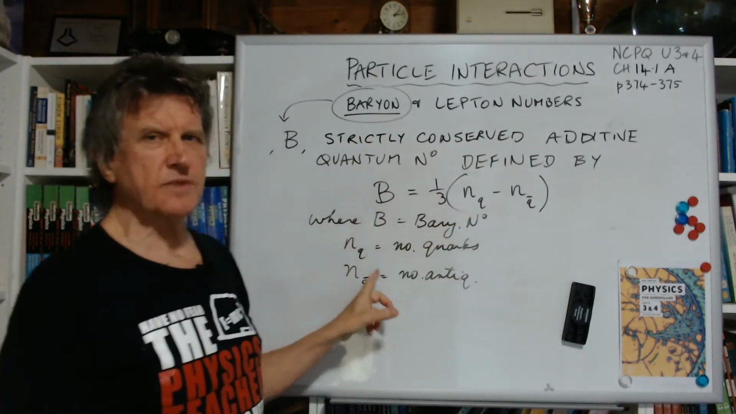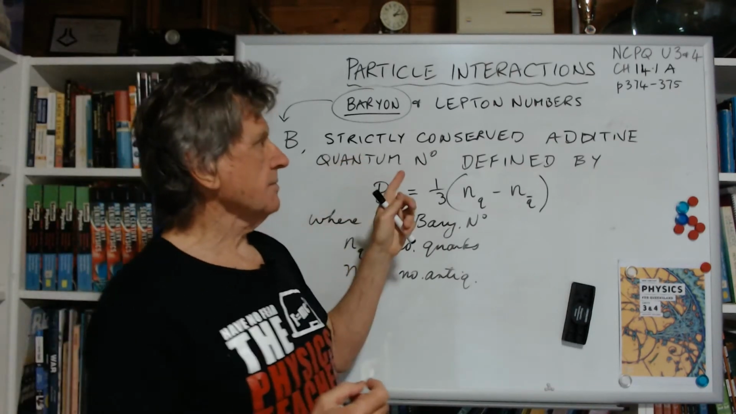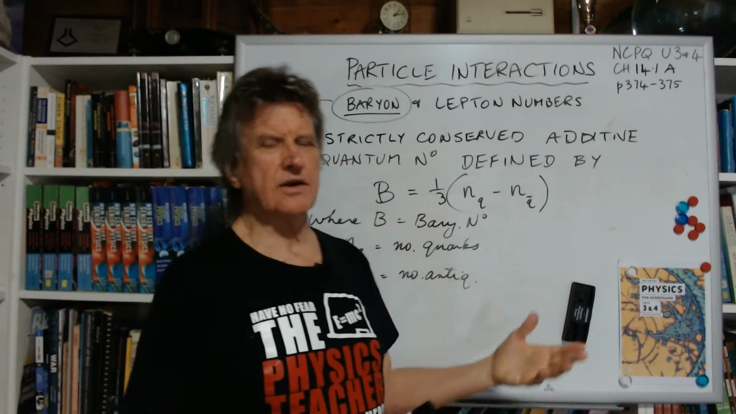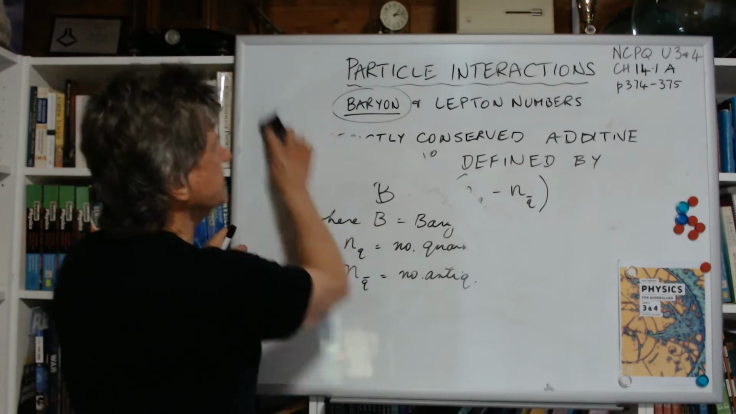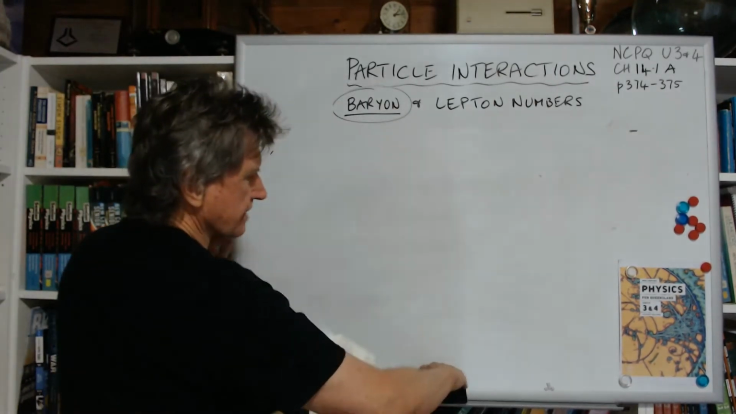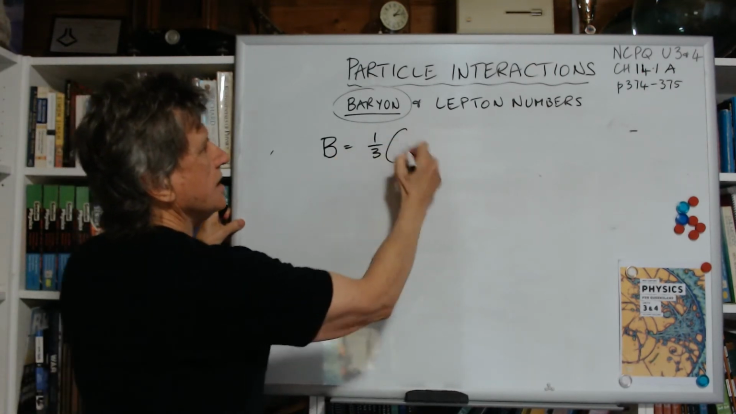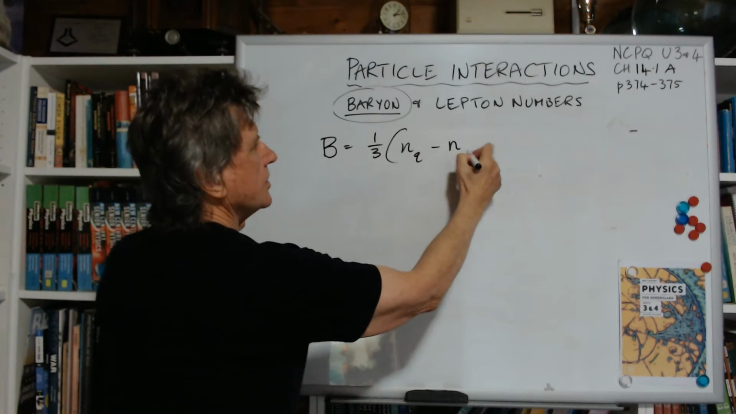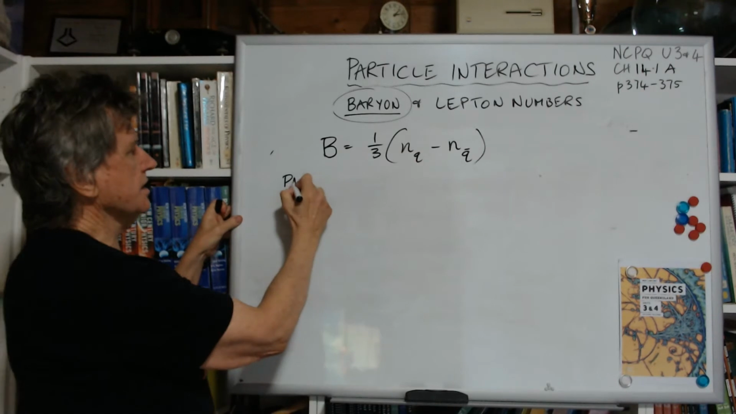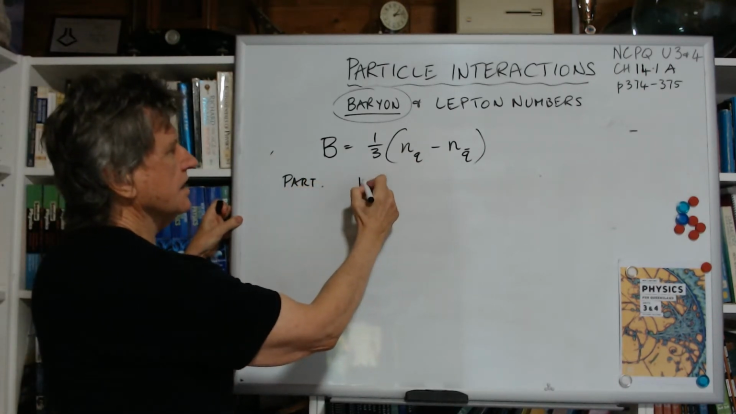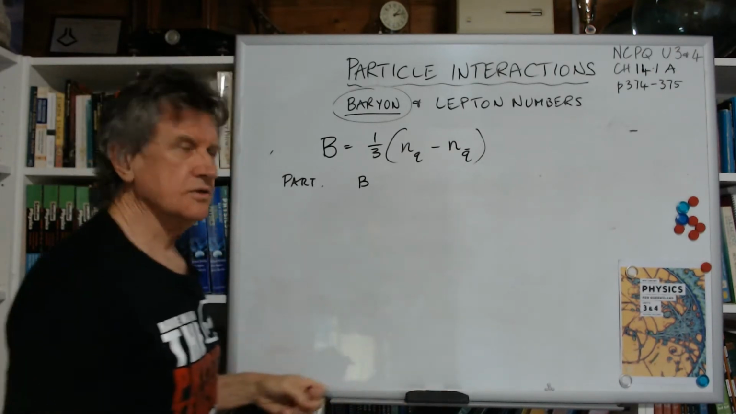So let's have a look at this formula with a couple of different particles. So it refers to particles that are going to interact, subatomic particles really. So let's have a look. I'll just get rid of all of this and we'll just have a look at a couple of examples. So here's the formula again. B equals 1/3 (NQ minus NQ bar). Okay, and look, I'll put some particles here, and I think we can have a guess at what B will be, and then I'll use the formula to say it.